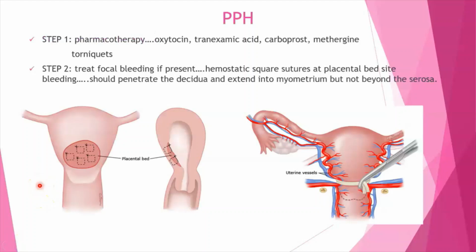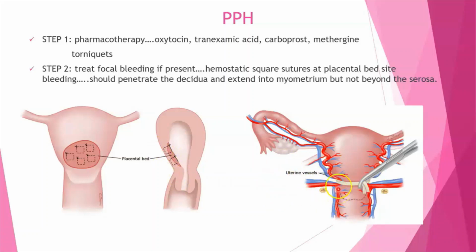Now friends, most important, to manage PPH, step 1 is pharmacotherapy, that is oxytocin, tranexamic acid, carboprost and methergine. Step 2, we need to treat focal bleeding if present. As you can see in this picture, this is the placental bed. So hemostatic square sutures at placental bed bleeding should be taken, and these sutures should penetrate the decidua and extend into the myometrium but not beyond the serosa.